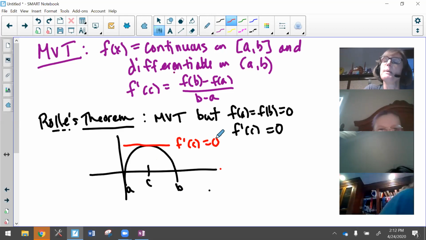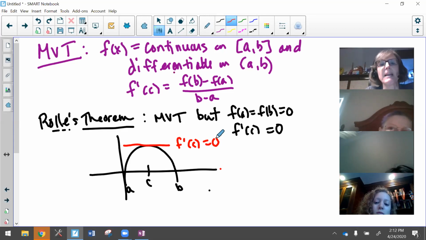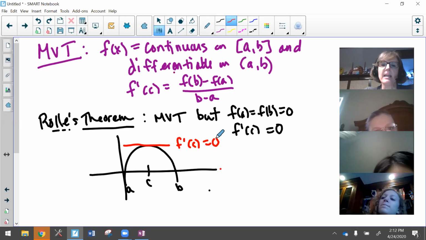And sometimes it will be referred to by name, which is why you need to know what it is. But it's a special case of the mean value theorem. I highly doubt you would ever use Rolle's theorem as a solution to something. Like, it wouldn't be part of your explanation. Oh, and by Rolle's theorem, this is true, because you would use the mean value theorem, because that's what I drill into you.